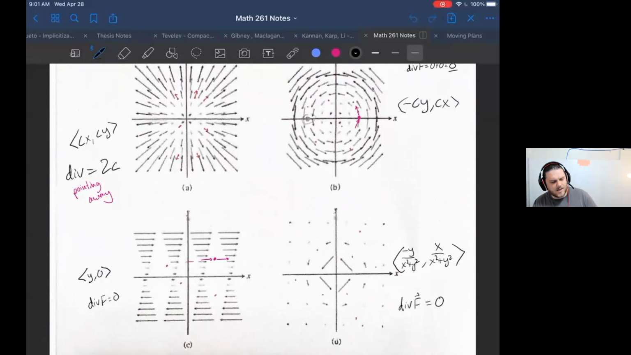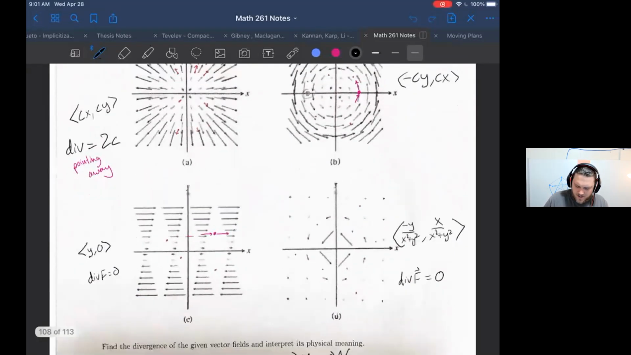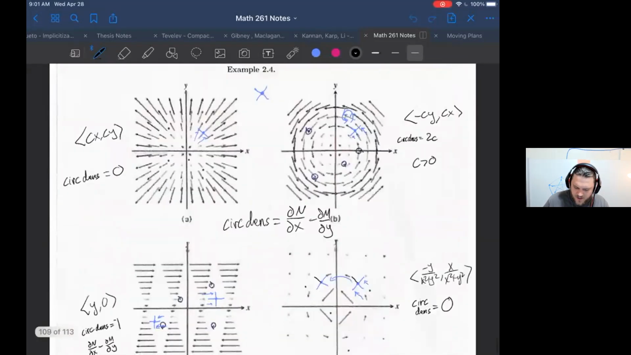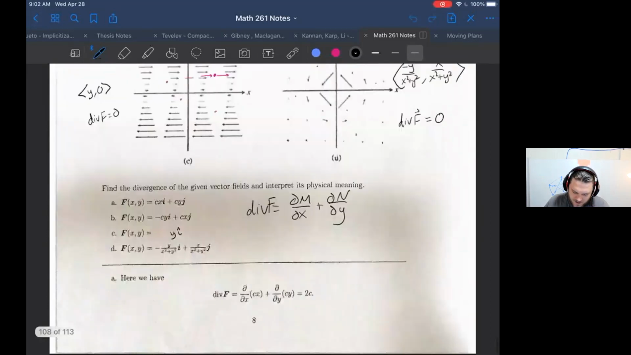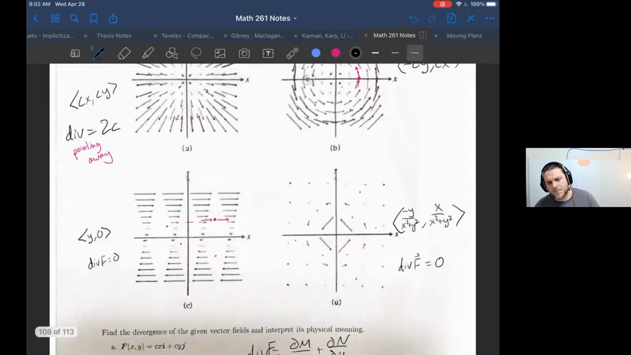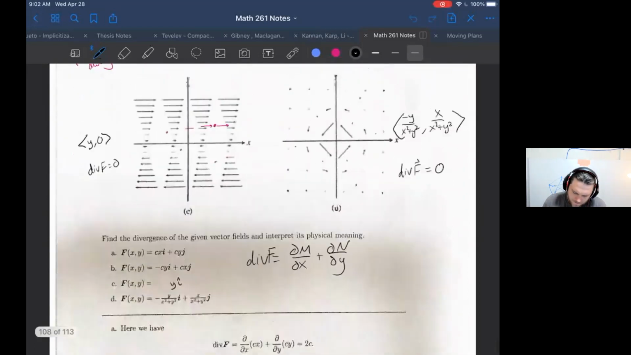Divergence keeps track of how much everything's pushing away from you or pushing towards you. That's a particle. And circulation density is how particles rotate as they move around. So positive divergence means pushing away. Negative divergence means pushing towards.